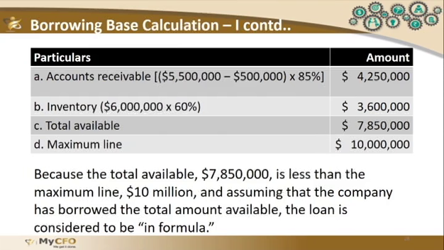If I were to be over 10 million, then I would be capped at 10 million, because I cannot borrow any day more than what I am approved. So because the total available, 7.85 million, is less than the maximum line, 10 million, assuming that the company has borrowed the total amount which is available, that is 7.85, the loan is considered to be in formula. So we are within the formula.